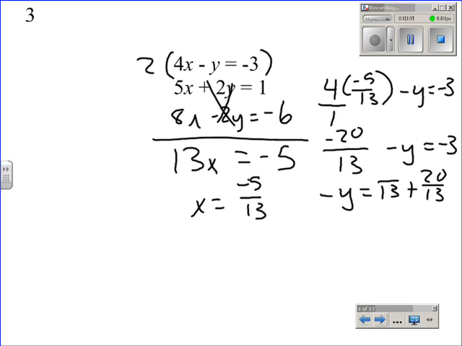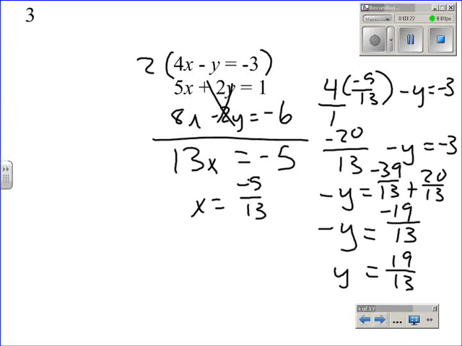To get the numerator, we multiply negative 3 times 13 to get negative 39. Now we can add the numerators and put the result over the denominator of 13. Multiplying both sides by a negative 1 changes their signs, and y equals 19/13. Therefore, the point negative 5/13 and 19/13 is the answer.